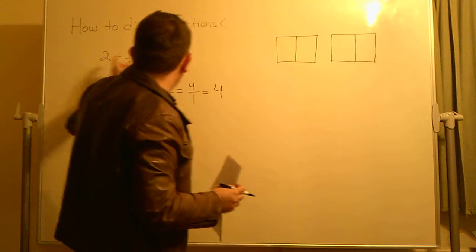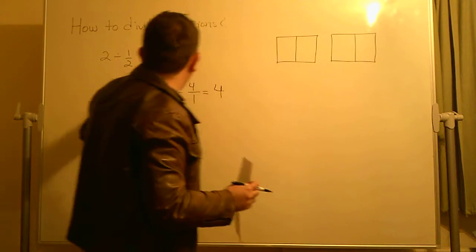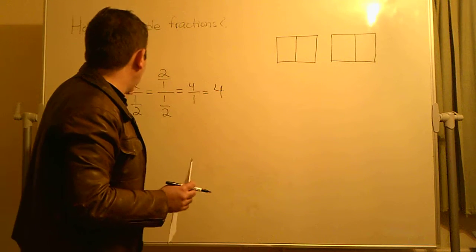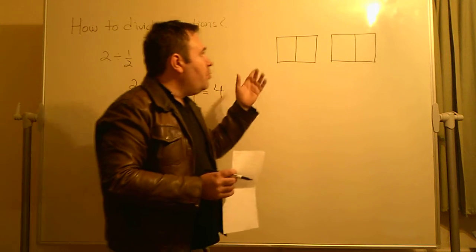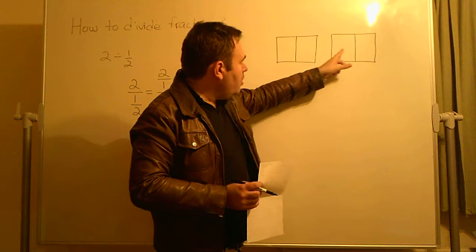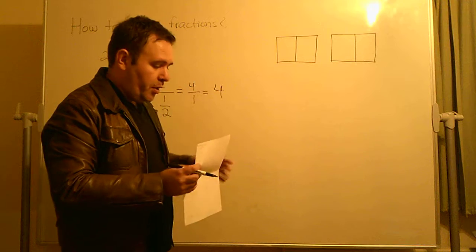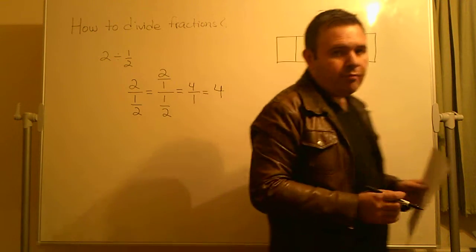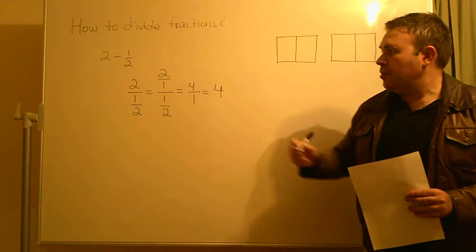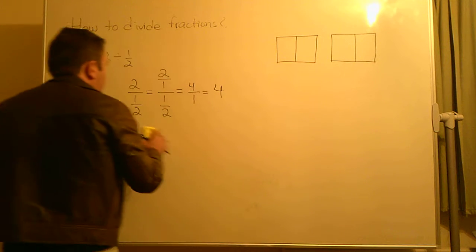So we have 2, this one and this one, and then we have 1/2. So what we're asking is how many times can we fit 1/2 into 2 units? Well, the answer is 1, 2, 3, 4. That's why it is 4. Okay? So this is the reason why I'm telling you to do it like this. For instance, let's see another example.